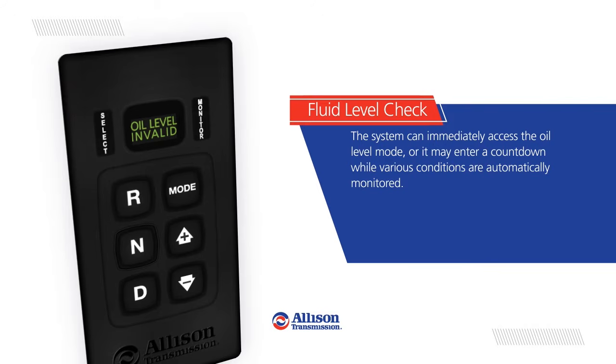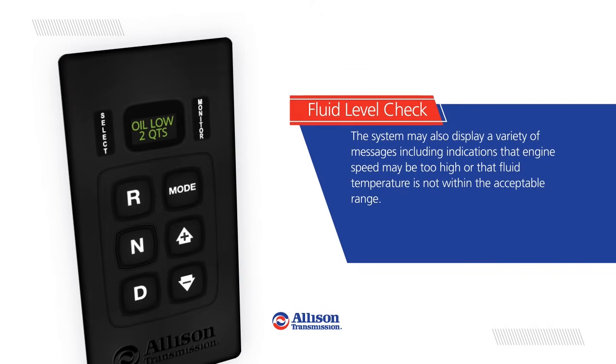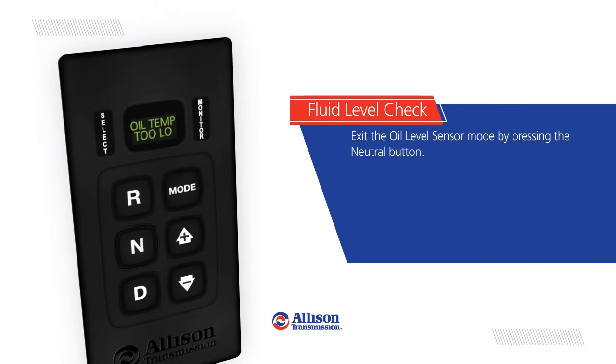The system can immediately access the oil level mode, or it may enter a countdown while various conditions are automatically monitored. Once accessed, the feature indicates the transmission fluid level is okay, or that the level is high or low by a specific number of quarts. The system may also display a variety of messages, including indications that engine speed may be too high or that fluid temperature is not within the acceptable range. Exit the oil level sensor mode by pressing the neutral button.